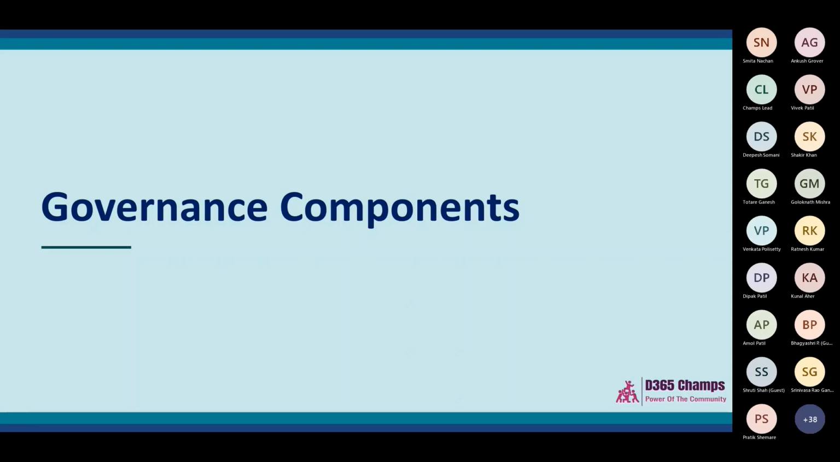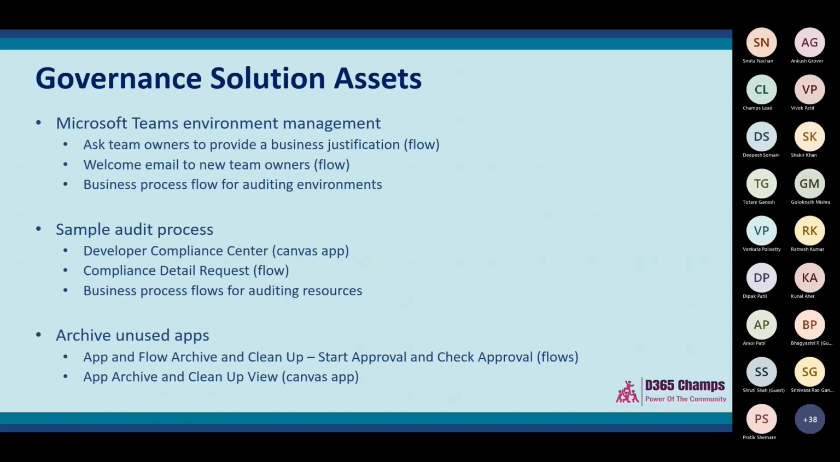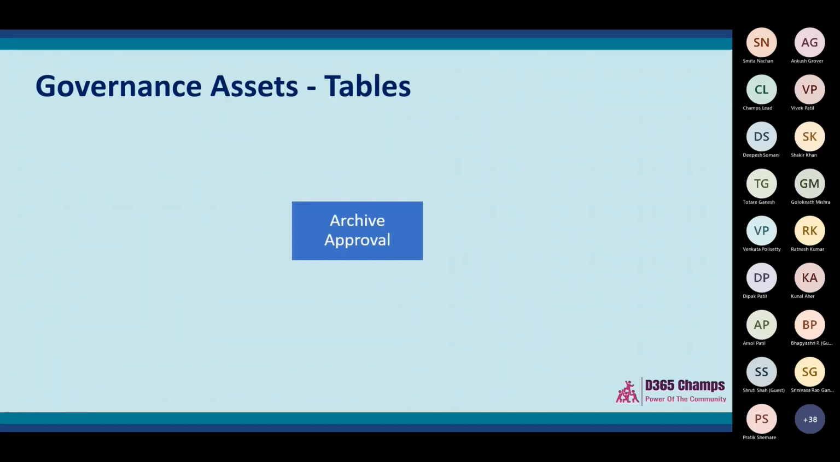This governance component solution contains all of those assets which are relevant to your admins as well as the makers. So again, we have all of those tables, flows, as well as apps there. There is a huge listing of all of those. Probably the time will not permit to get us through all of those. But we have certain tables here. The first table that we have as a part of governance assets is this archive approval, which represents the archival approval task started during the app archive as well as the cleanup flow.